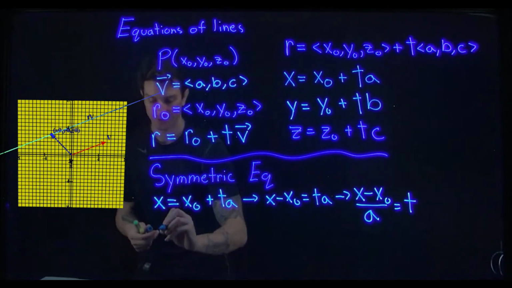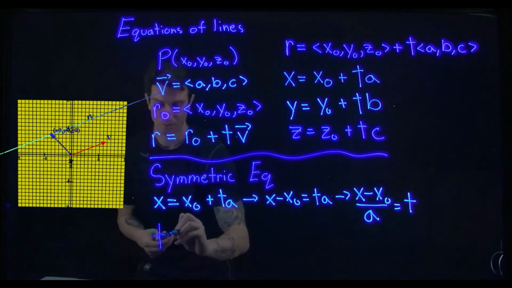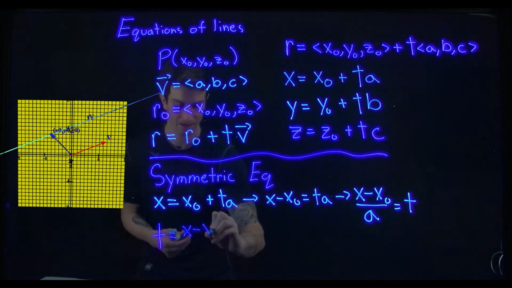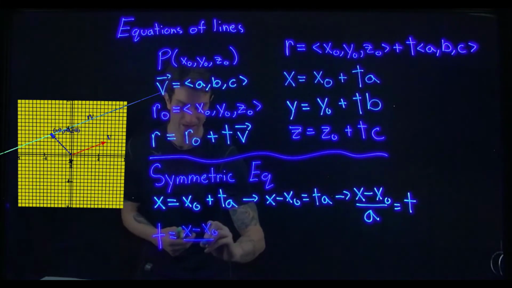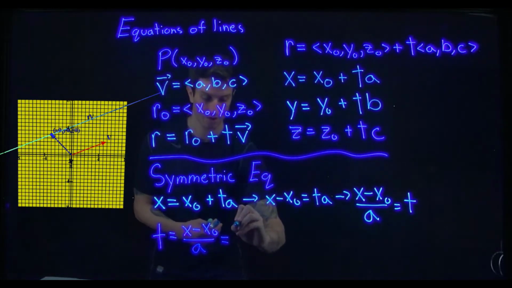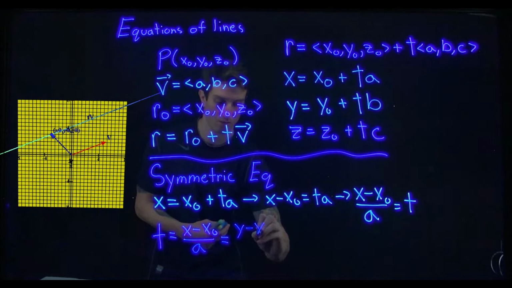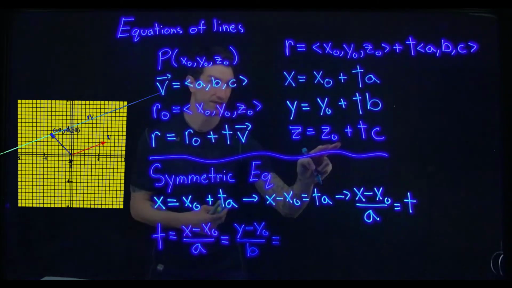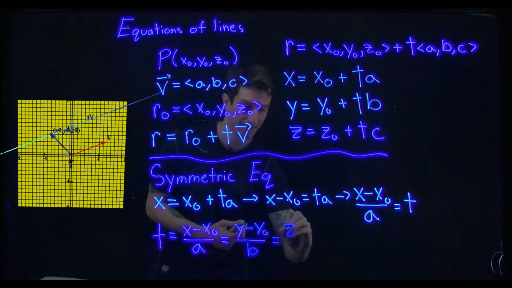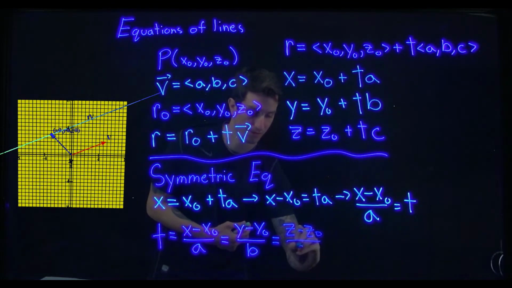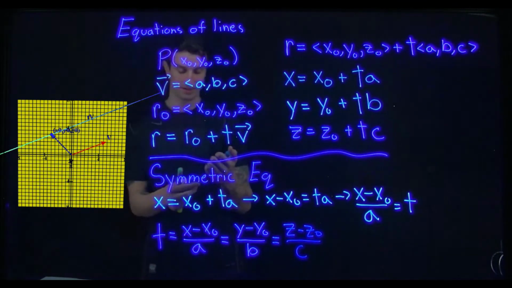Let's write it out. So t is equal to, and I'll just write out this one first, x minus x naught over a, which is equal to, same pattern here, y minus y naught over b, which is equal to, same pattern, z minus z naught over c. Right, so those are the different ways that you can see it.